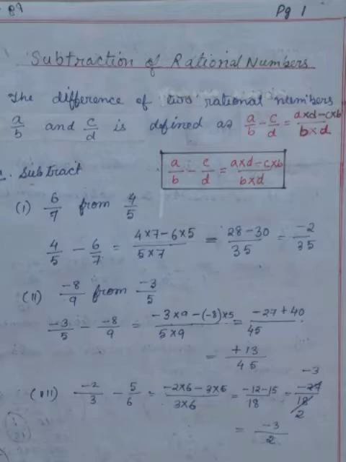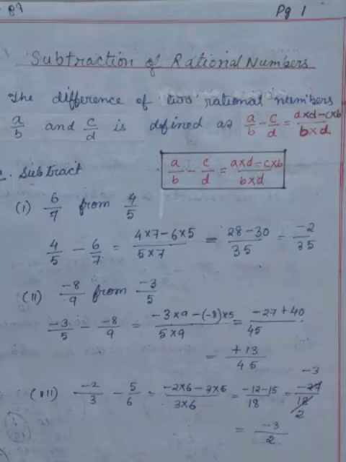In the same way, in the second example, we have to subtract minus 8 by 9 from minus 3 by 5. After the calculation, we get that it is 13 by 45. In the third example, minus 2 by 3 minus 5 by 6. In the same way, we have got the result minus 27 by 18.